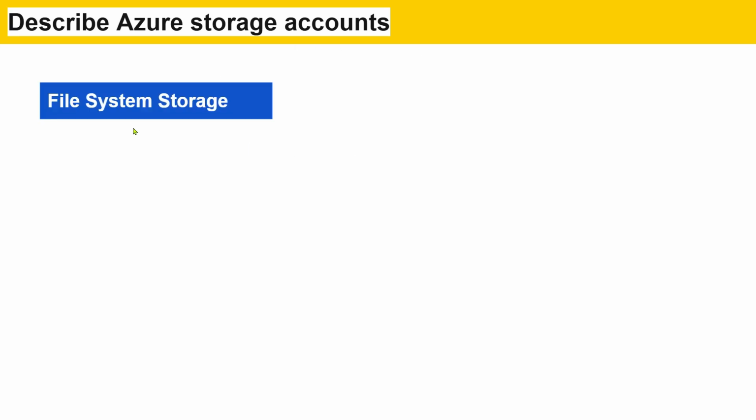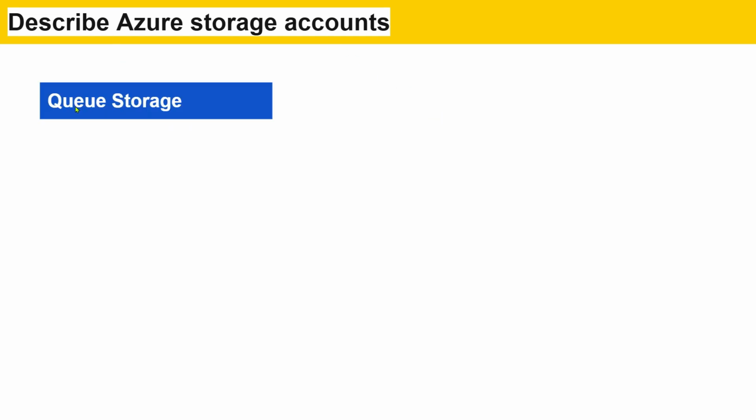The next thing is file system storage. Now, what is file system storage? This is for file sharing in the cloud. You might have used a lot of cloud solutions where you are storing your documents, your files, and you can use them to share with others. So, file sharing in the cloud is called file system storage. That solution also we get from Microsoft Azure.